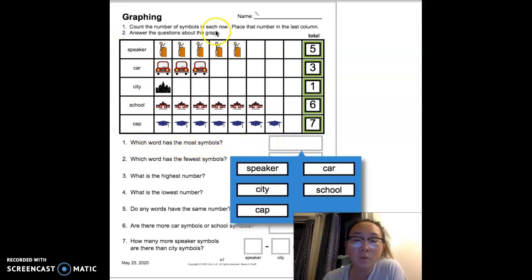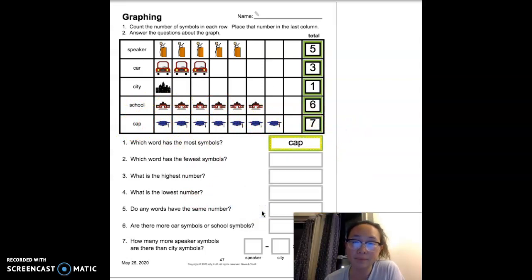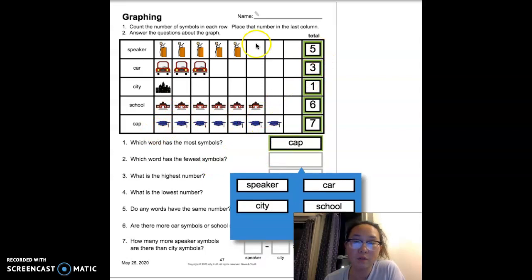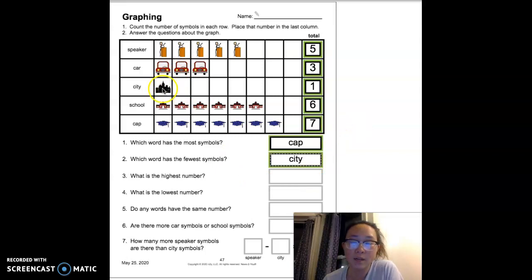Let's see. Which one of these words, speaker, car, city, school, or cap, if we look at these symbols, has the most? So the one with the most would be cap, because we have 7 here. So we're going to put cap. Number 2, which word has the fewest symbols? So we know cap has the most, but which one has the fewest? Is it speaker, car, city, or school? It would be city. City only has 1.